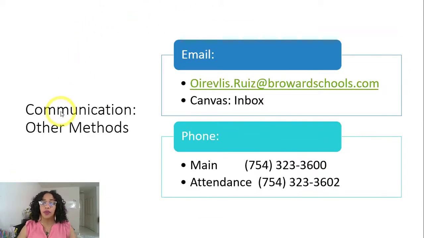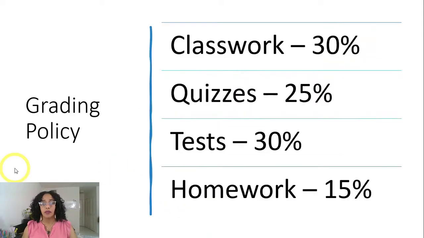There are other forms of communication. You can still email me, or the students oftentimes will use the Canvas inbox. These are all valid ways to reach me and leave me information, although I prefer Remind. It is more swift communication. On to our school grading policy. Classwork is 30%, quizzes 25%, tests 30%, and homework is 15% of a student's grade. This is all across the board at New River Middle School's math department.